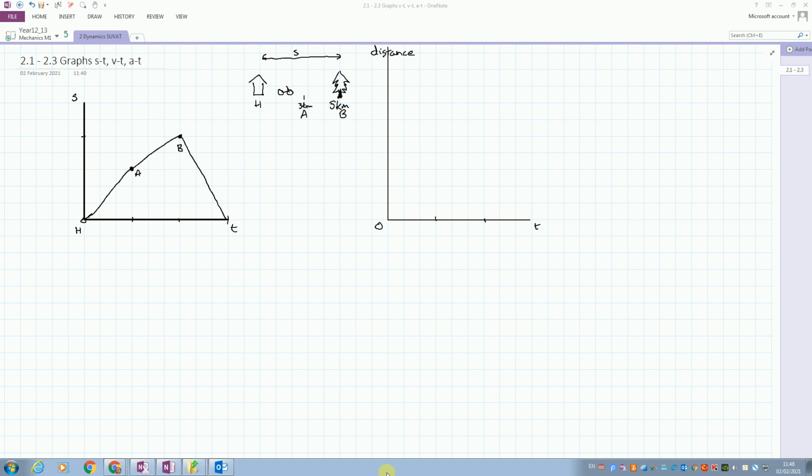Just a quick introduction to the mechanics. The first section is looking at the types of graph. We've got three sorts of graph that we need to look at. The first one is the displacement time.